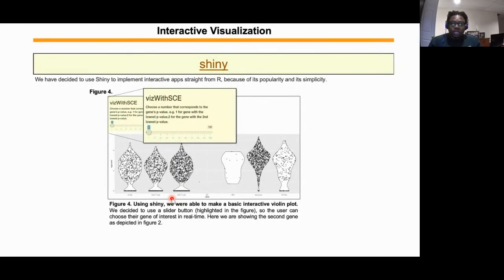The next thing that me and Mike wanted to do was make the visualizations more interactive, and to accomplish this we used the package called Shiny because of its popularity and simplicity. Here we were able to create a very basic interactive violin plot, and we decided to use a slider button so the user in real time could select the gene that they want to analyze and interpret.